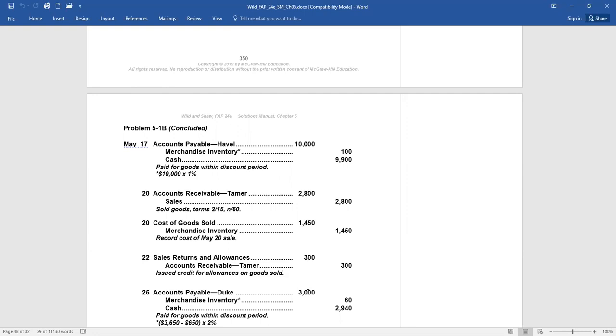So we credit merchandise inventory. We reduce the balance in merchandise inventory for the purchase discounts, $60.